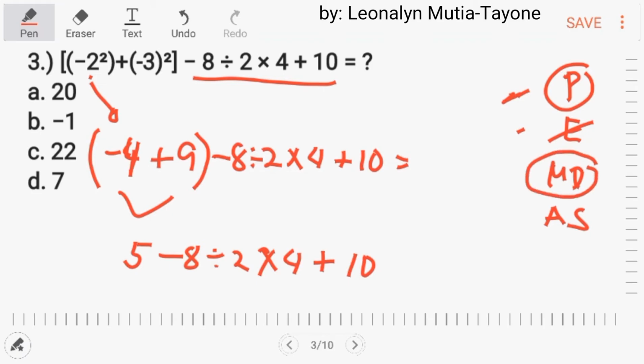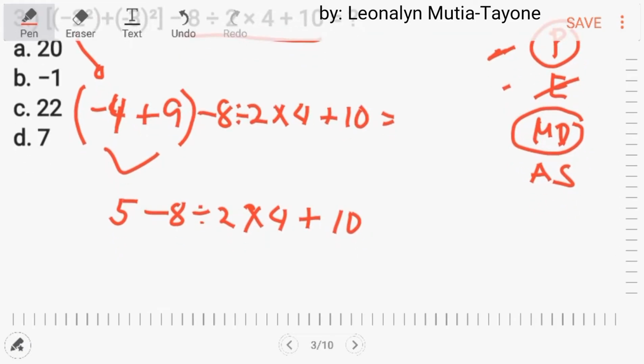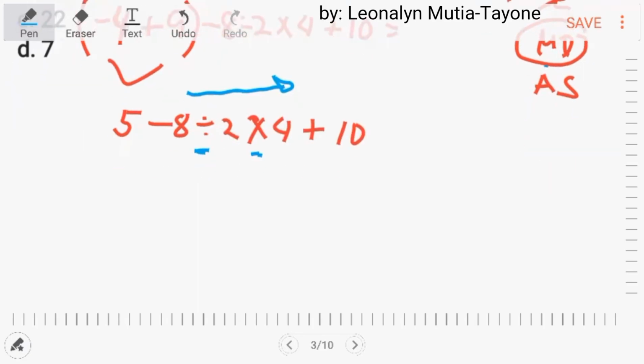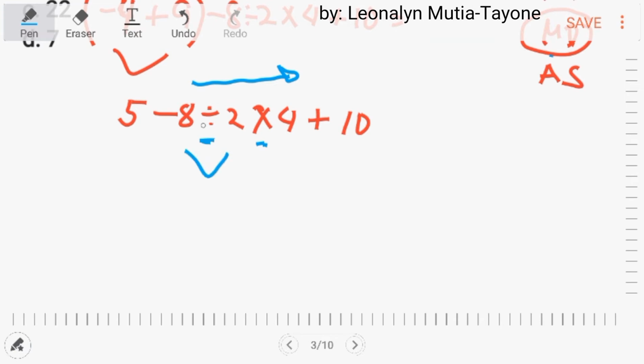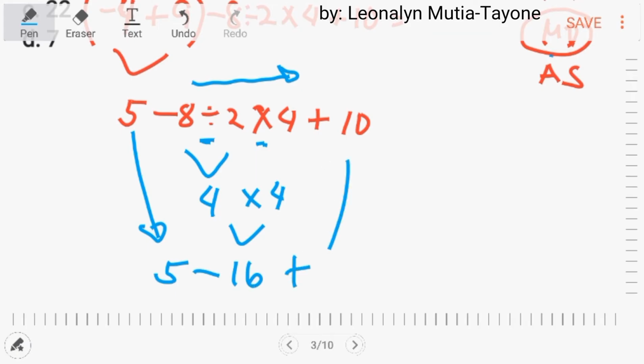Now, multiplication or division, kung alin ang mauna sa kanila. Dito, ang nauna ay division kaysa multiplication. So, we will do division first. Kasi ang nasa rule, whichever come first from left to right, nauna si division. 8 divided by 2, and that is 4. 4 times 4, and that is 16. Bring down natin si 5. 5 minus 16 plus 10.